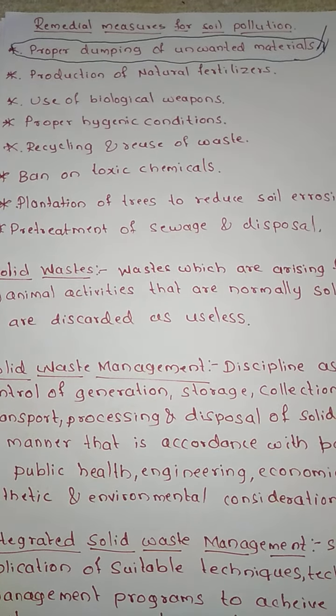Then we should have the plantation of trees to reduce the soil erosion. Okay, we should plant the trees to reduce the soil erosion. So this is how we can reduce the soil pollution, as well as before applying the sewage to the lands, we should treat it, or whenever we want to dispose it, we should properly treat it and then dispose it, so that the impact is going to be reduced.